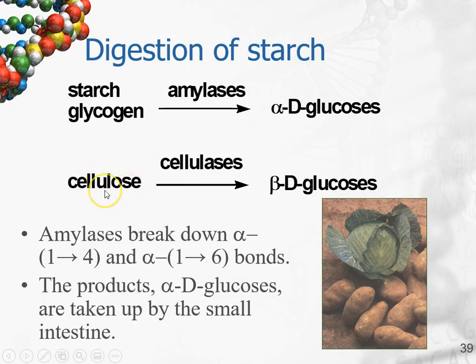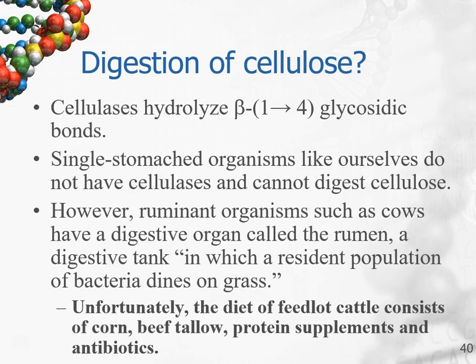Well, what about cellulose? So cellulose, remember, has those beta-1,4 bonds. So the amylases won't work on those. If you eat a cabbage, which consists of cellulose, you would need a cellulase enzyme to digest it to its beta-D-glucoses. Single-stomached organisms like ourselves, though, don't have cellulases. So if we eat anything with cellulose in it, like that cabbage, we can't digest cellulose.